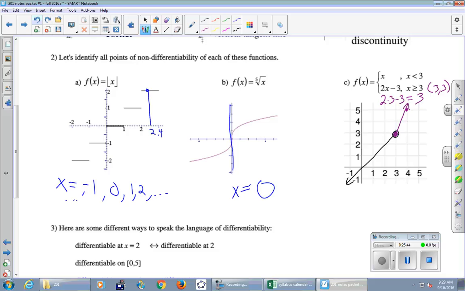Yeah, so this one is x. Yeah, it's got to be smooth. Continuous means you can draw it without picking up your pencil, which we can, but it's not smooth. If it's curvy, no problem. Okay, so x equals 3 is the issue there. That's the corner.